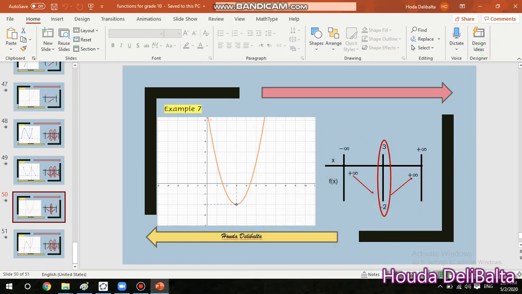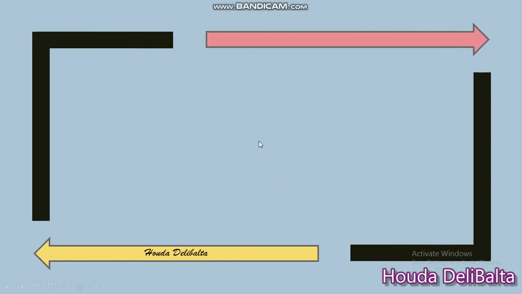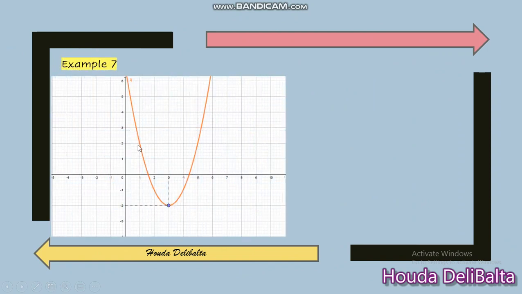And here we go, the last part concerning the sense of variation of functions. Here is example 7. We have this curve of a certain function. This curve is decreasing till it reaches the minimum, then it is increasing. And let's study the sense of variation of such function using the table of variation.